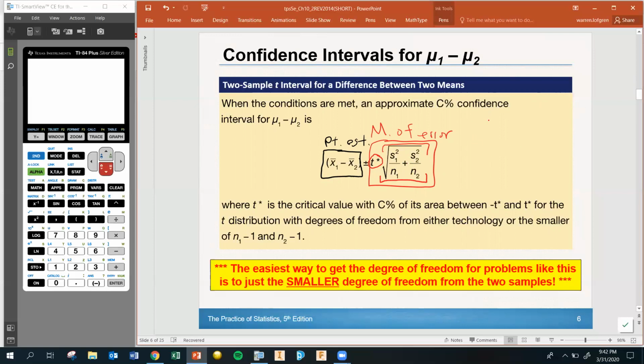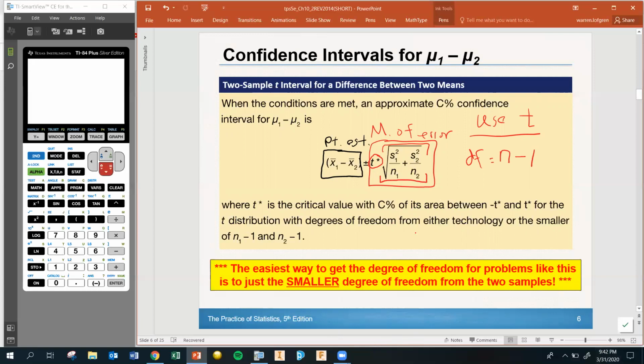One thing, again, when you use t, you have to have degrees of freedom. And we talked about back in chapter 9 that when we only had one sample in one population, the degree of freedom was simple. It was just the sample size minus one. Well, here you have two samples and they can be different sizes, like the one with the baby. So what do you do in this case?